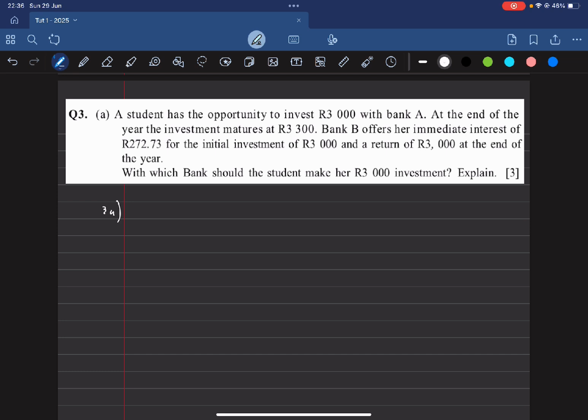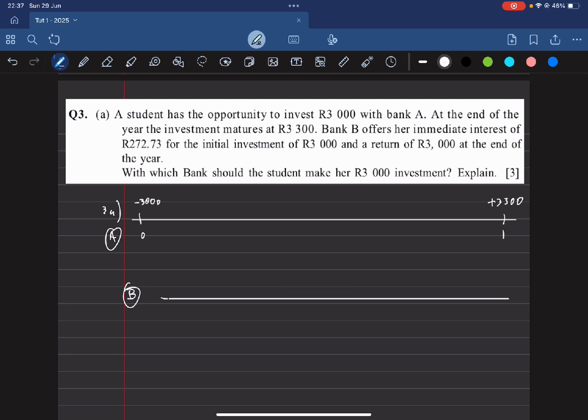So with these kind of questions, again, you should draw a timeline. That's always your first step when doing financial math questions. So let's do A first. So for A, at time 0, she's going to invest 3,000. So she's going to lose 3,000. And then at the end of the year, she's going to make back 3,300. Cool. That's A. And now let's talk about the timeline for B.